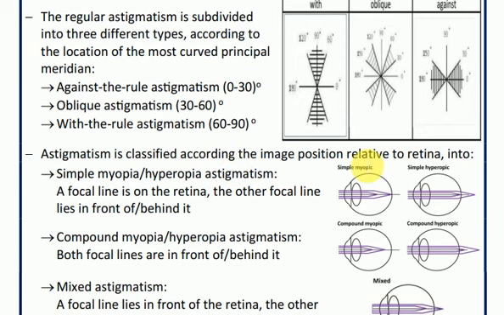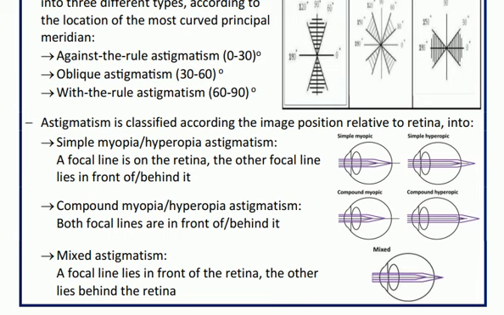Astigmatism is classified according to the image position relative to the retina into simple myopic, simple hyperopic, compound myopic, compound hyperopic or mixed astigmatism. In simple myopic, one focal line is on the retina and the other focal line lies in front of the retina. In simple hyperopic, one focal line is on the retina and one behind the retina. In compound myopic and compound hyperopic astigmatism, both focal lines are in front or both are behind.